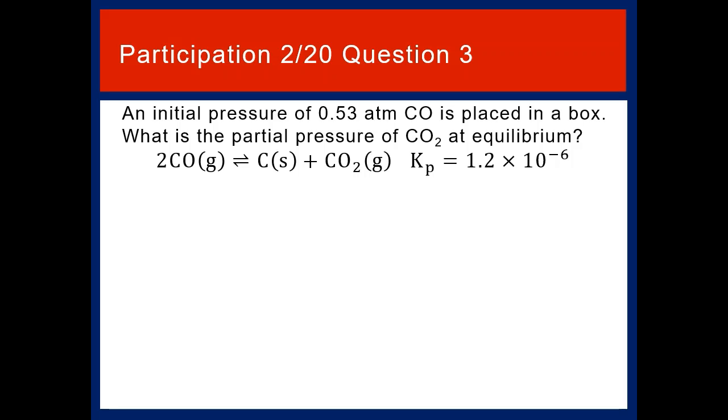Again, an initial pressure of 0.53 atmospheres of CO is placed in a box. What is the partial pressure of CO2 at equilibrium? The reaction is 2 CO becomes C and CO2. Kp for that is 1.2 times 10 to the negative 6.